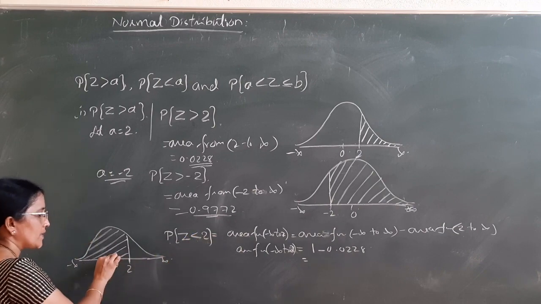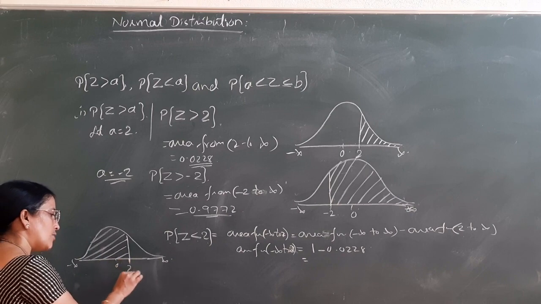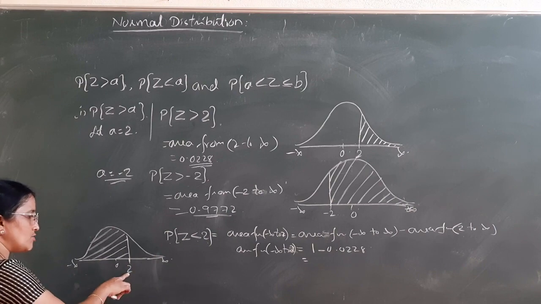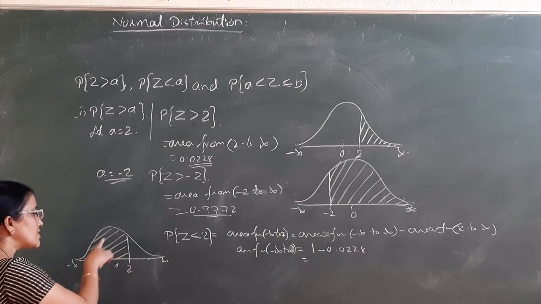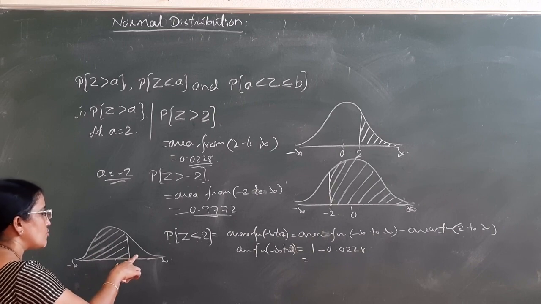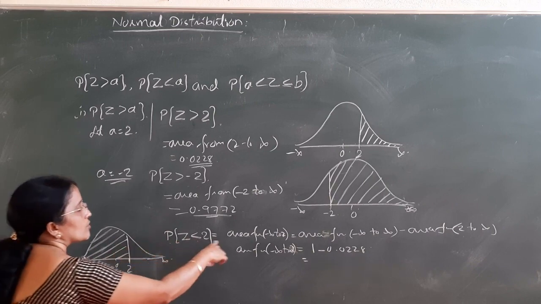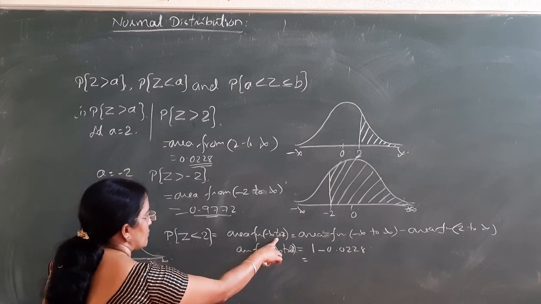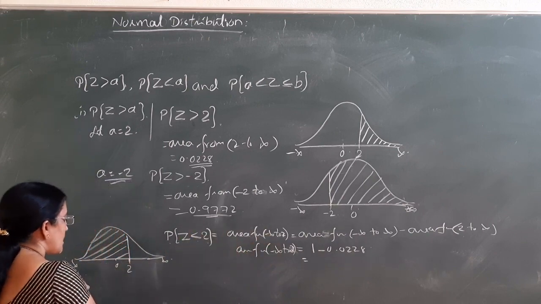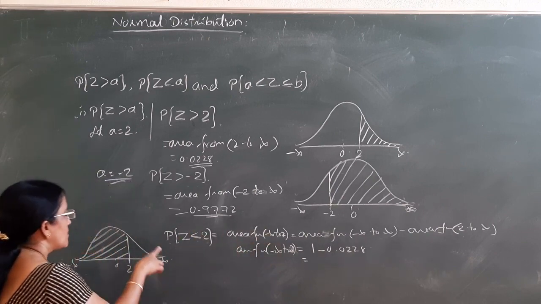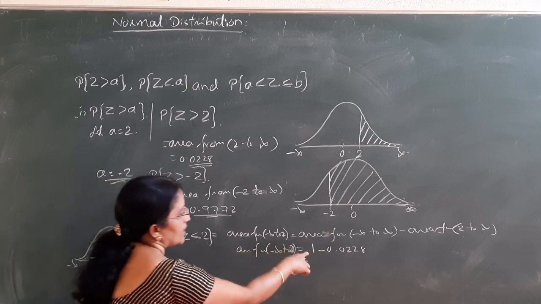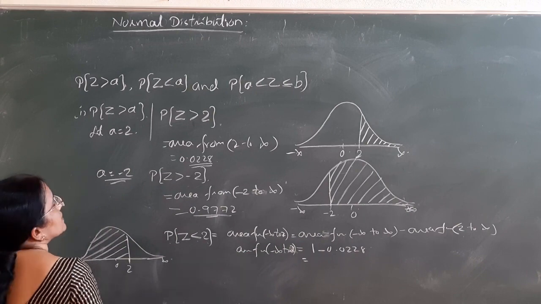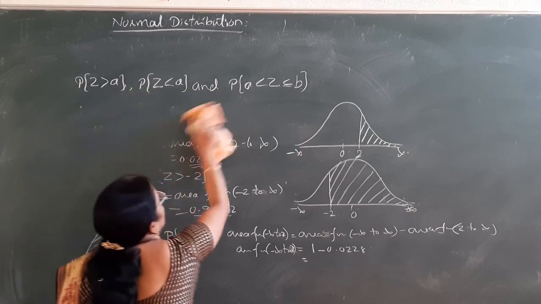How to find this? Now if you look at the table, you will get a value 0.0228 corresponding to z equal to 2. It never represents this region, it represents the right region. So here, to find this, I have to use this formula: the area from minus infinity to 2 is equal to the area from minus infinity to infinity minus the area from 2 to infinity, right?